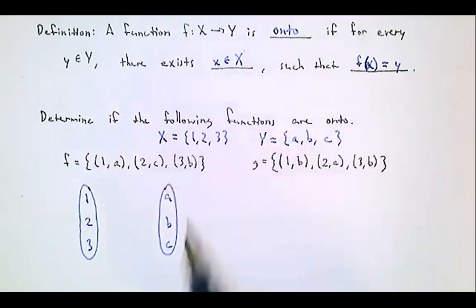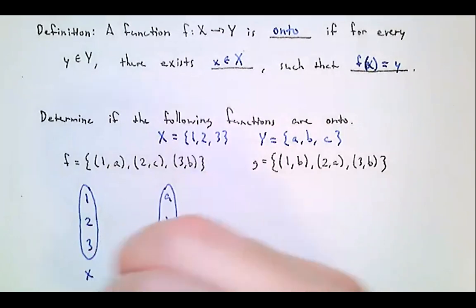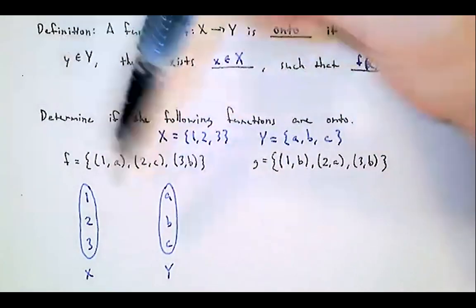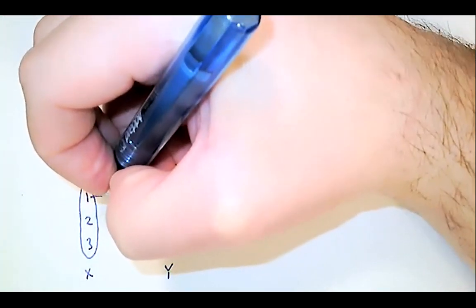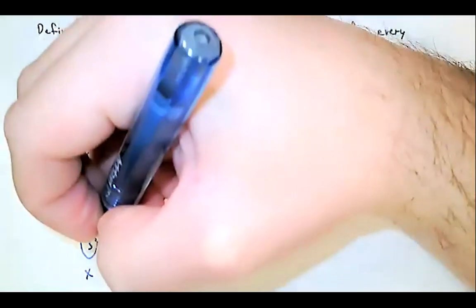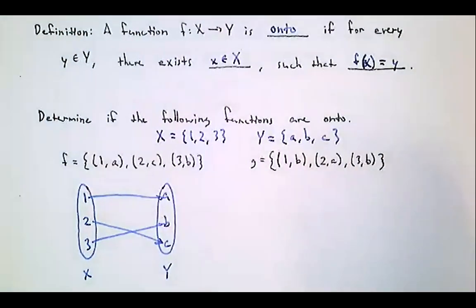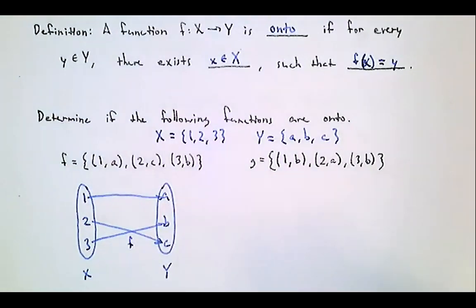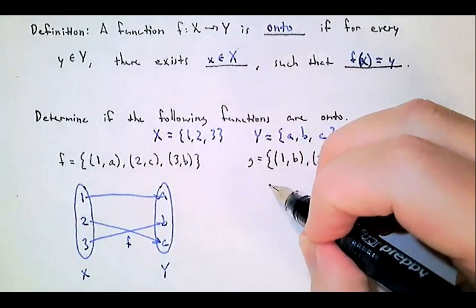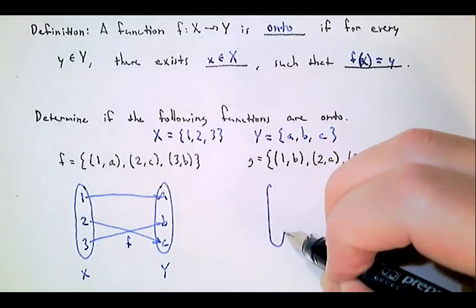Okay, maybe add in some labels. So here we need arrows pointing from 1 to A, 2 to C, and then 3 to B. And then for my other function, G, we'll make another arrow diagram.